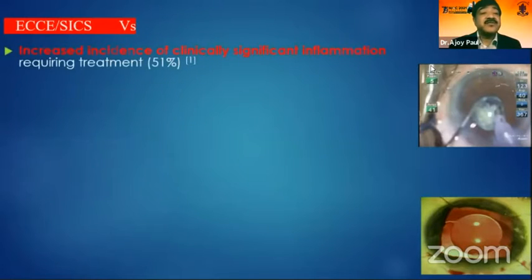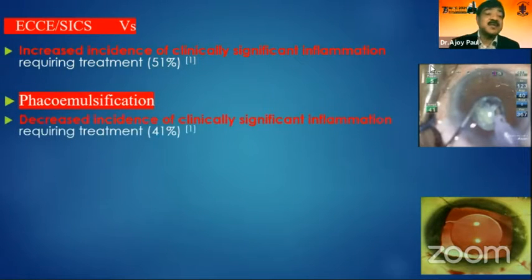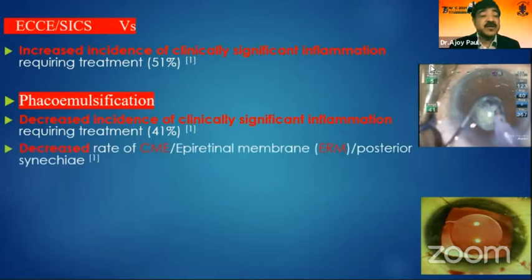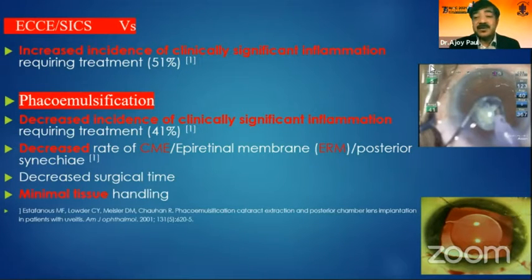Well, ECCE versus SICS. Definitely there is an increased incidence of clinically significant inflammation requiring treatment, and phacoemulsification remains the surgery of choice because of the decreased incidence of clinically significant inflammation, decreased CME and epiretinal membrane, decreased surgical time, and minimal tissue handling. This is all known to us.